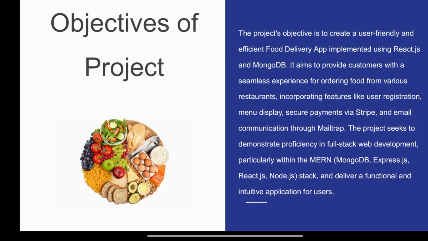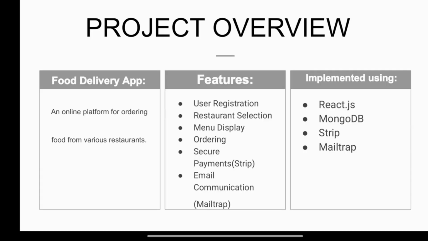and MongoDB. It aims to provide customers with a seamless experience for ordering food from various restaurants, incorporating features like user registration, menu display, secure payments via Stripe, and email communication through Mailtrap. The project seeks to demonstrate proficiency in full stack web development, particularly within the MERN stack, and deliver a functional and intuitive application for users.